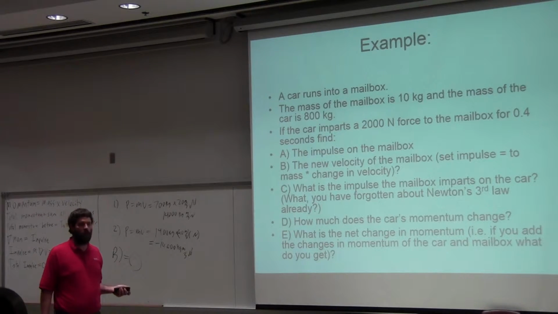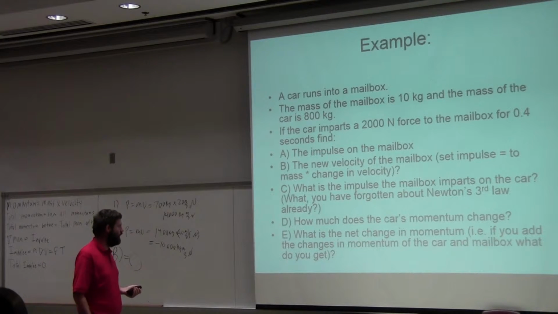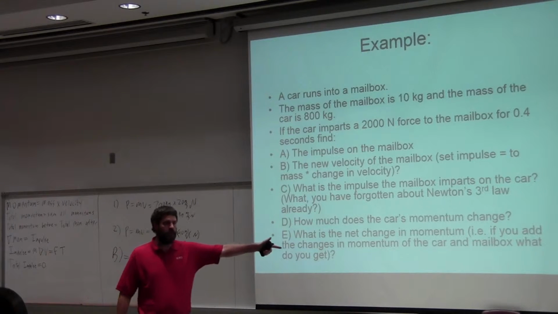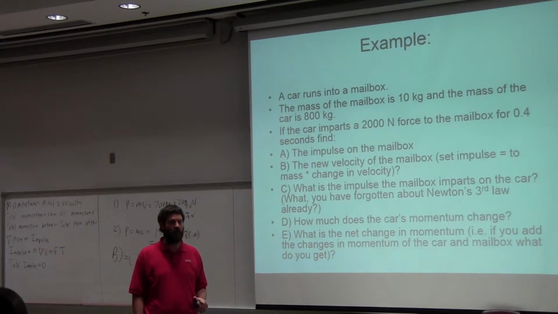Find the impulse on the car. And if you don't know how to do that, think Newton's third law. How much does the car's momentum change? That might be somehow related to the impulse. And then look at the net change in momentum. In other words, if I add up the impulse of the car plus the impulse of the mailbox, what do I get?